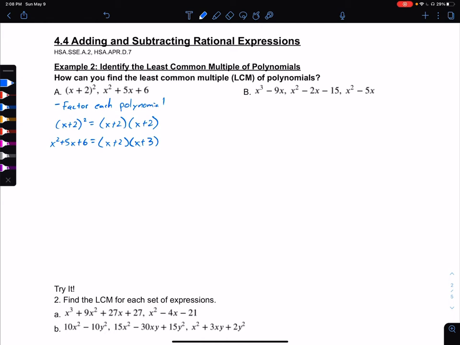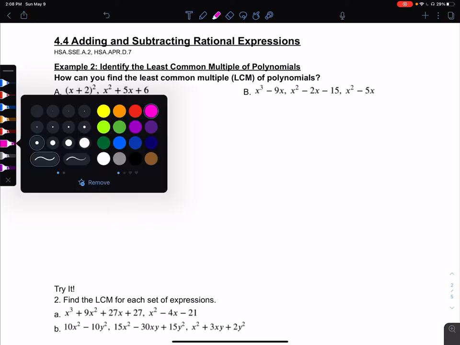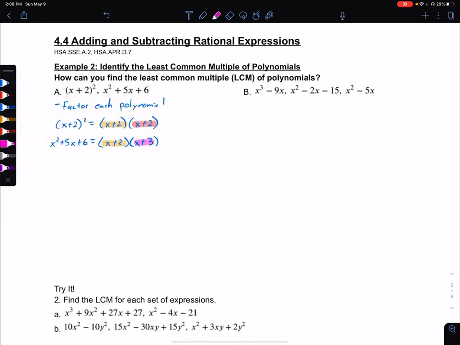We need to look at all the factors, and I'm going to do some highlighting here to hopefully help us keep track. I have an x + 2 here, and I also have an x + 2 here. We're going to treat those, in this case, separately for now. In the second group, I have another x + 2, and I have an x + 3.